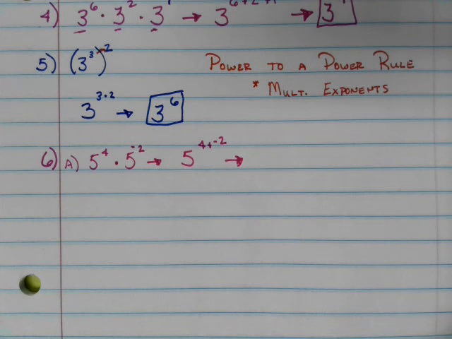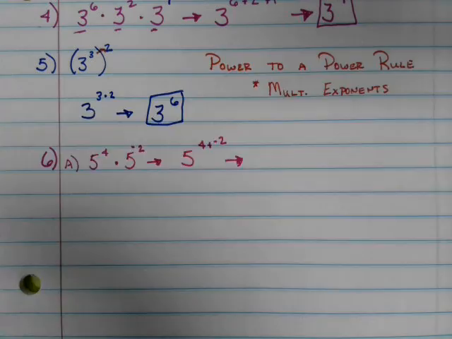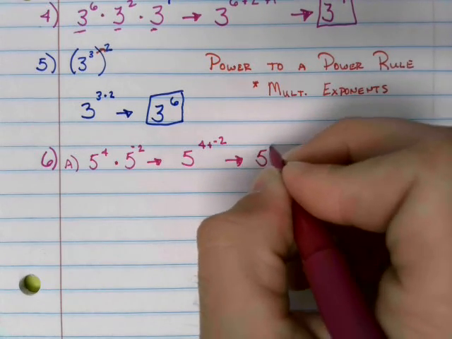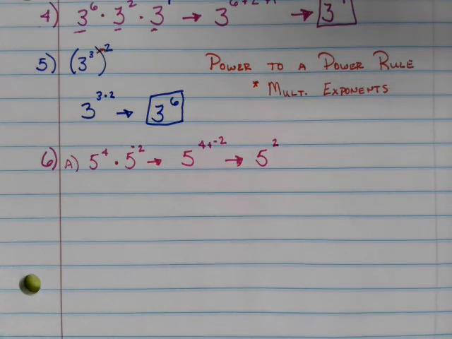4 plus negative 2 is the same as 4 minus 2, which is just 2. So this will be 5 squared. And what's 5 squared? That's 5 times 5, which will give you what? 25. Okay? So that one's definitely not equivalent. All right?